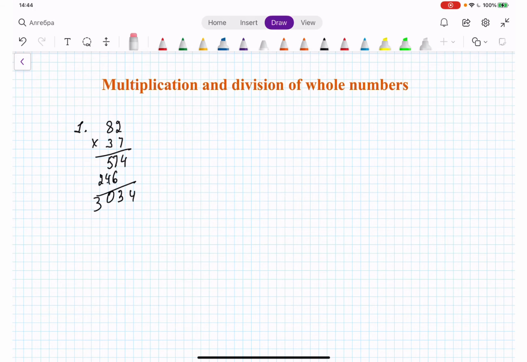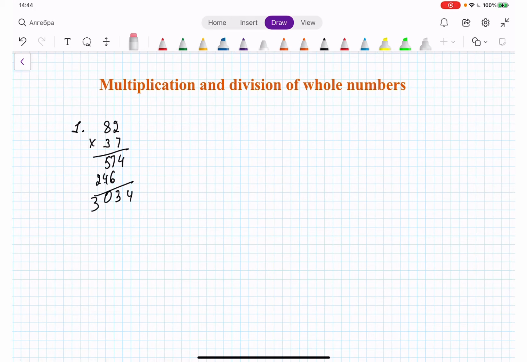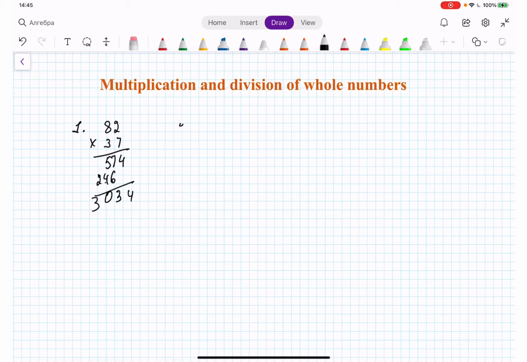Okay. Next one. Number 2. 111 times 31. So 1 multiplying by 111, so it's going to be 1, 1, 1. Then now 3 multiplying by 1, 1, 1. It's going to be 3, 3, 3, right? 3, 3, and 3. So 1, 4, 4, 3.